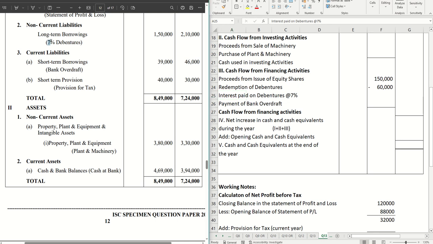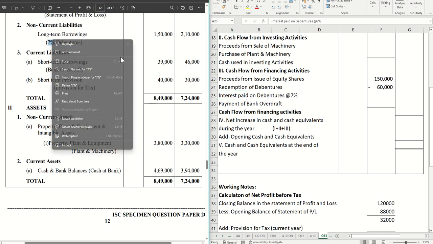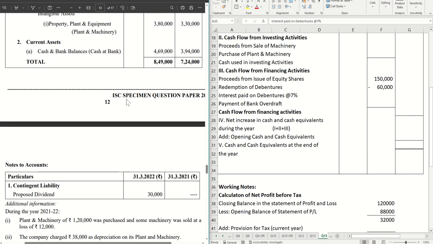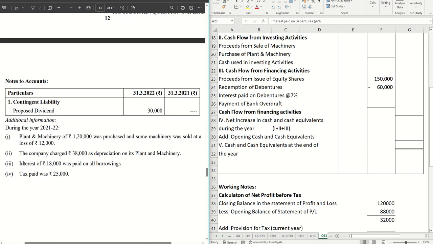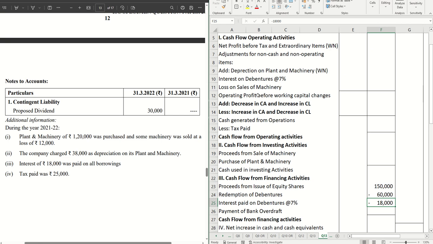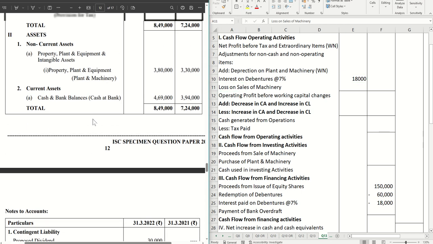Now we also have 7% debentures. However, in this case, we don't have to calculate the interest because interest is already given in the additional information. So 18,000 is your debenture interest that comes at both the places. In the financing activities it is a negative figure as an outflow, interest paid on debentures 18,000, and in your operating activities it is added as a non-operating item, 18,000. So interest is also taken care of.